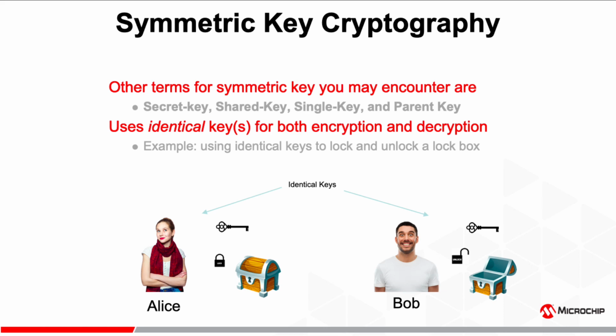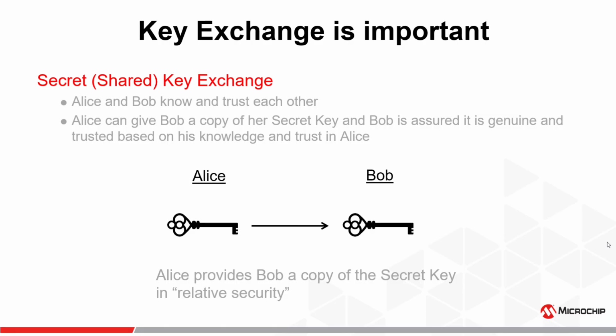If you can imagine, Alice goes to a hardware store, buys a lockbox with two identical keys. She then gives Bob one of the keys, and now they can use that lockbox to transfer secrets back and forth to each other and not worry about a man in the middle reading their secrets. The way Alice and Bob exchange keys is very important. In this case, Alice and Bob know and trust each other.